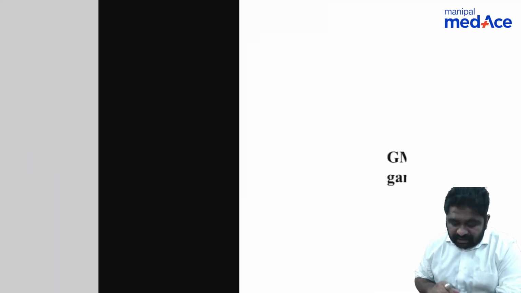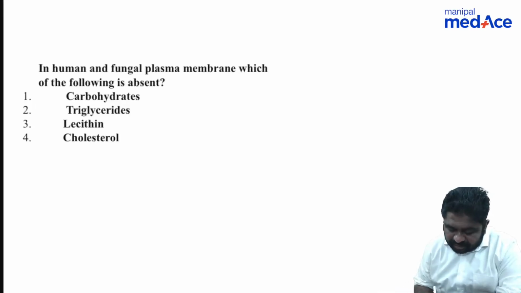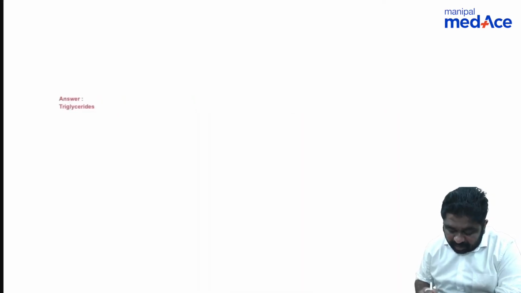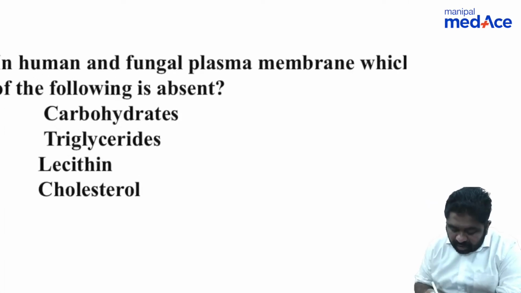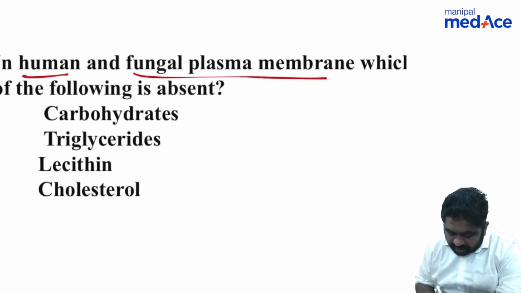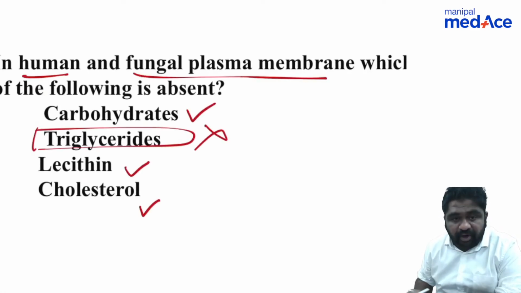Tay-Sachs involves an increase in accumulation of GM2 gangliosides. In human and fungal plasma membrane, which of the following is absent? In the human and fungal plasma membrane, triglycerides are absent. Remember, in human and fungal plasma membrane, triglycerides are absent. Lecithin is present, cholesterol is present, carbohydrate is present.